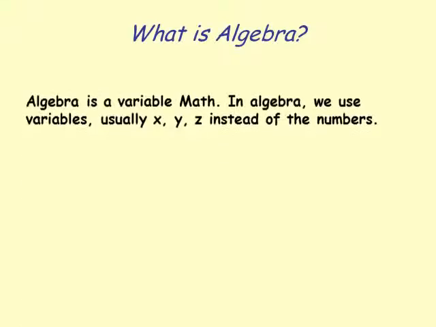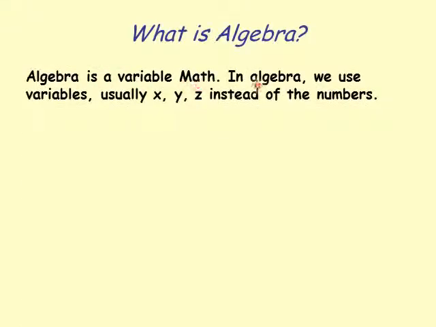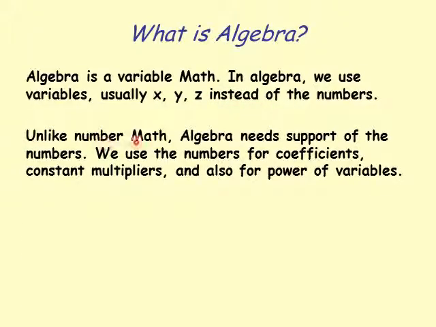What's algebra here? Algebra is a variable math. In algebra, we use variables, usually x, y, or z, instead of numbers. Okay. Unlike number math, algebra needs the support of numbers. We use the numbers for coefficients, which are constant multipliers, and also for the power of the variables.